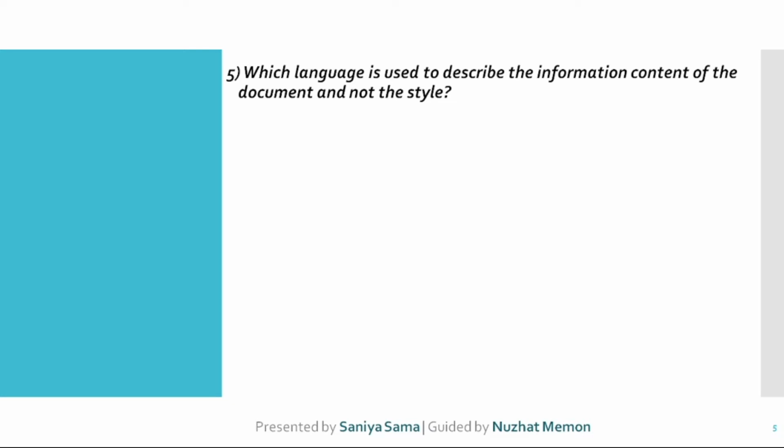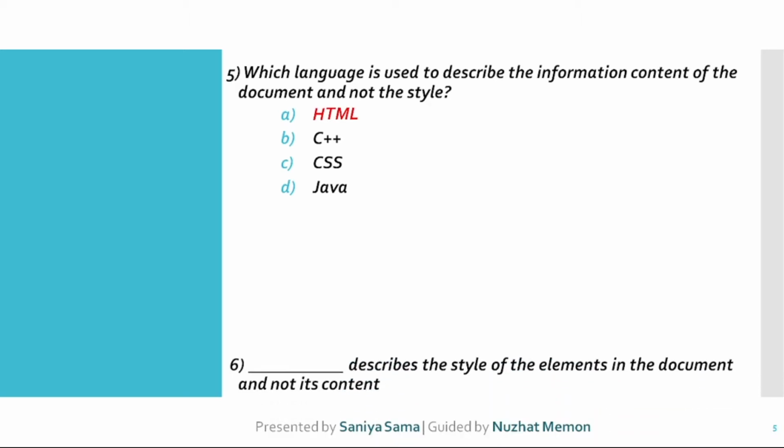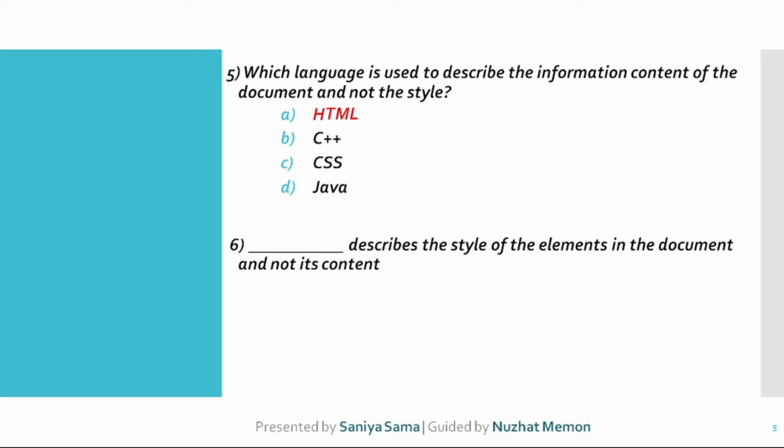Fifth, which language is used to describe the information content of the document and not the style? Option A, HTML, option B, C++, option C, CSS, option D, Java. The answer is HTML. Sixth, dash describes the style of the elements in the document and not its content. Option A, HTML, option B, C++, option C, CSS, option D, Java. The answer is CSS.